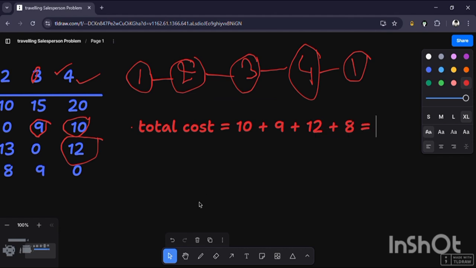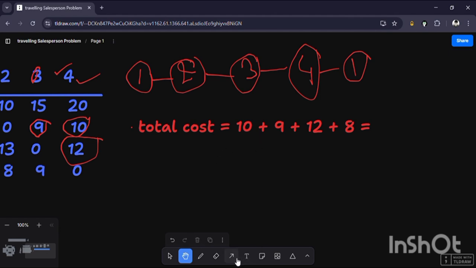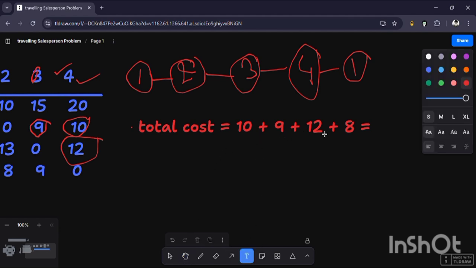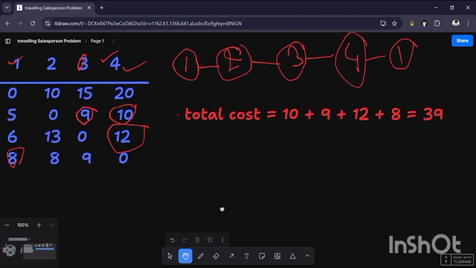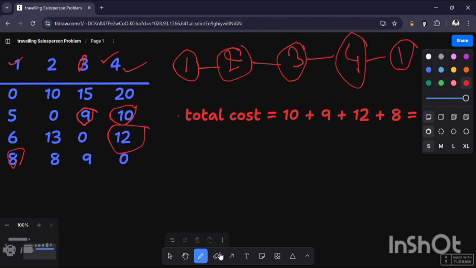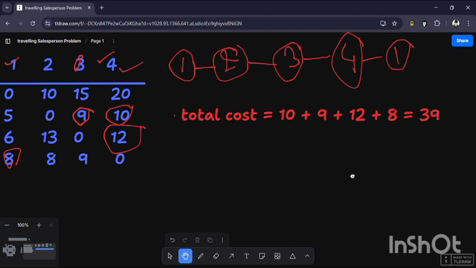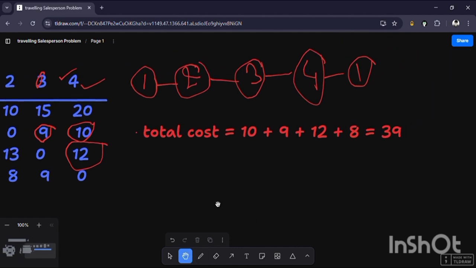So what is the total cost? 10 plus 9 is 19, 12 plus 8 is 20, 19 plus 20 is 39. The cost is 39. The total cost is 39 rupees. So he pays 39 rupees every day and delivers all the letters to all the cities.